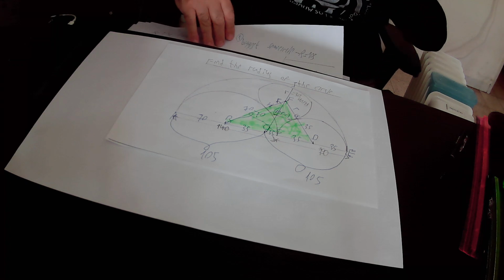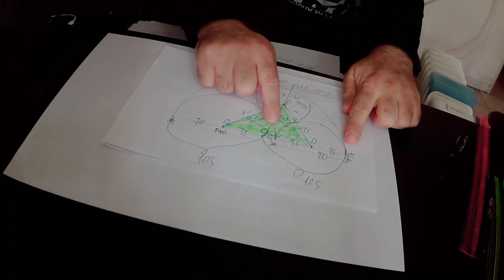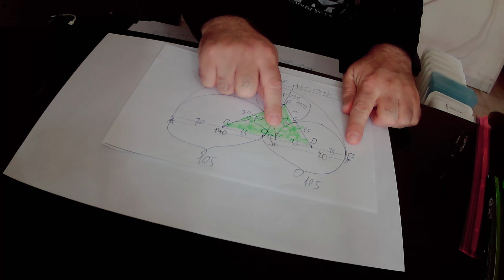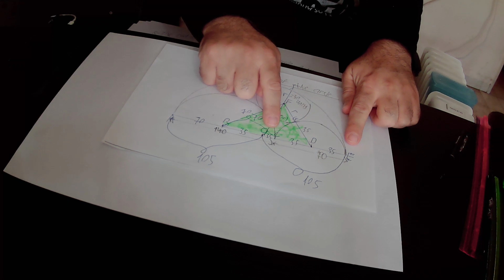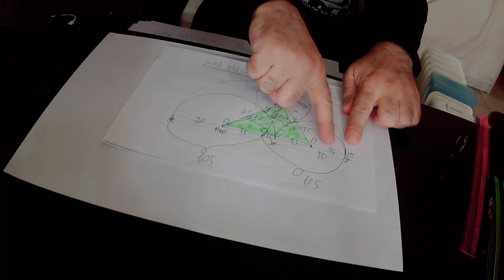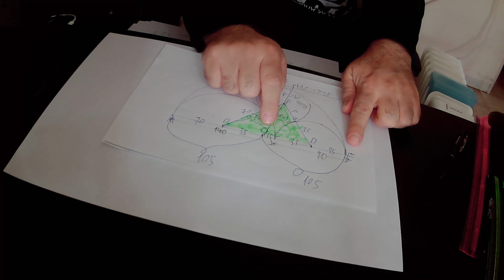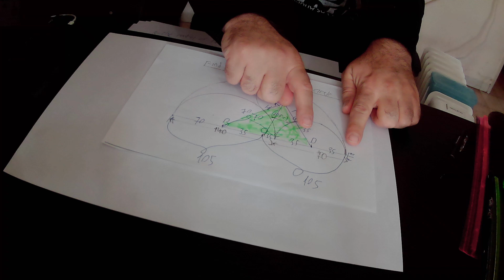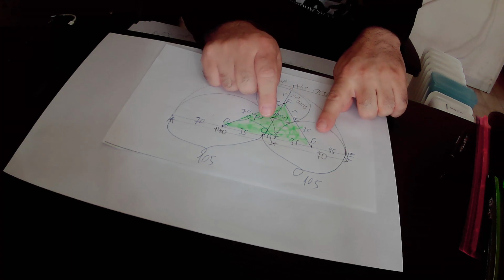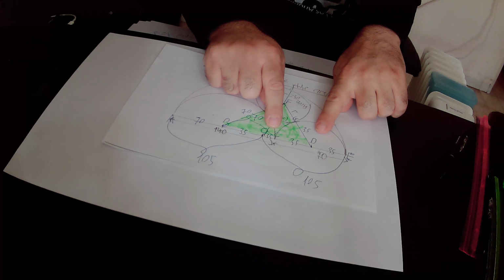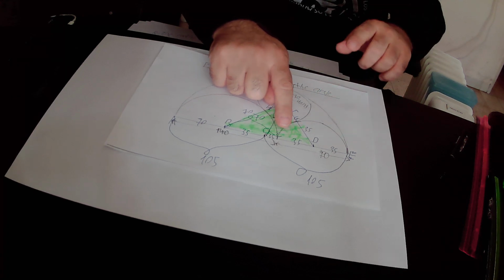Likewise, it is given that line segment CE equals 70 units. But what is line segment CE? CE is the diameter of this smallest semicircle. So if the diameter of the smallest semicircle equals 70 units, the radius must be half of it, 70 over 2, that is 35 units. So the radius DE of this smallest semicircle equals 35 units, and the radius CD is also 35 units.